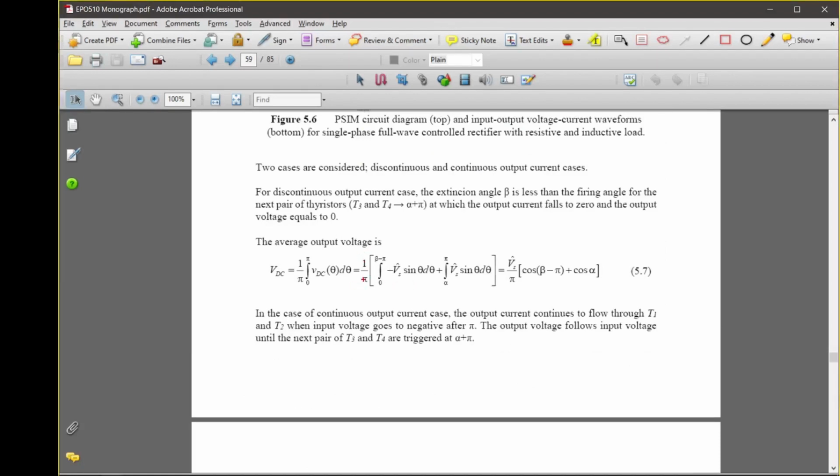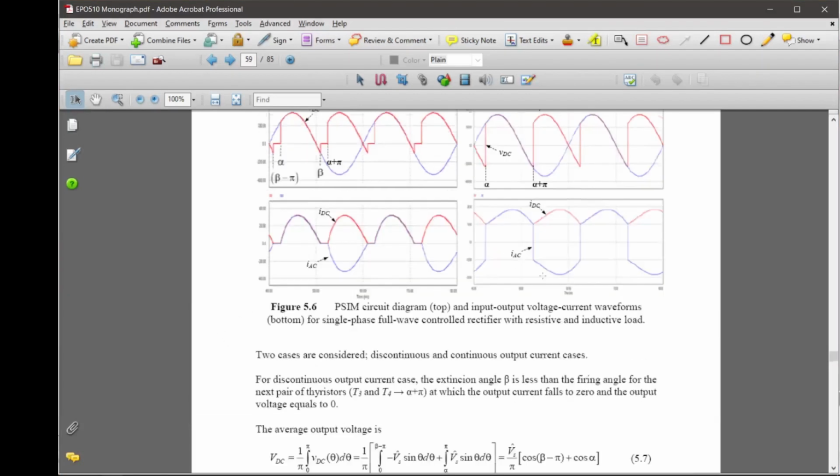Right? And T now becomes pi. Instead of 2 pi, it is pi. It repeats by pi. So you have that equation, and finally you have this equation. Okay? So that is the average value of the discontinuous operation. This is only for discontinuous operation.